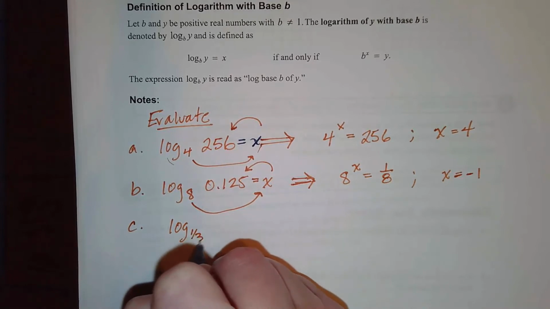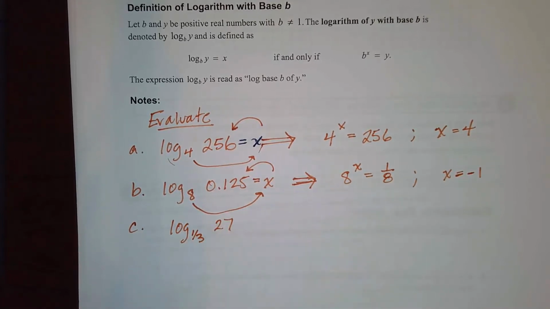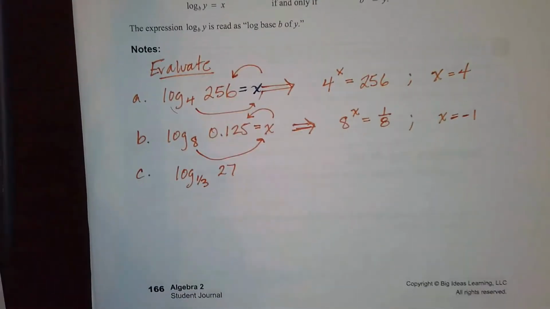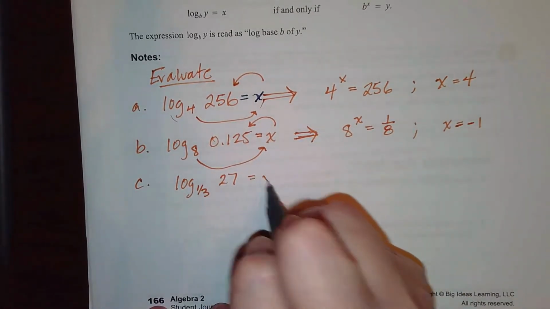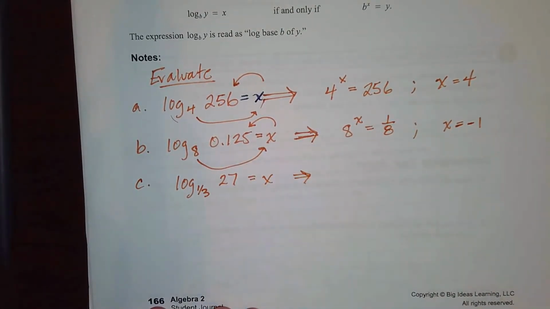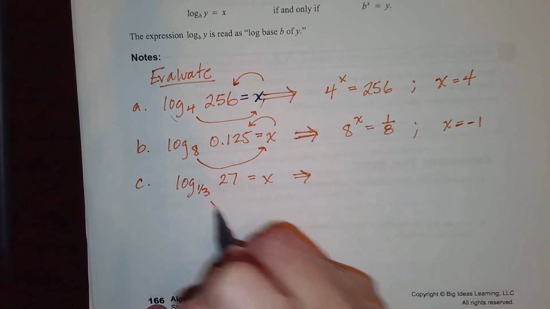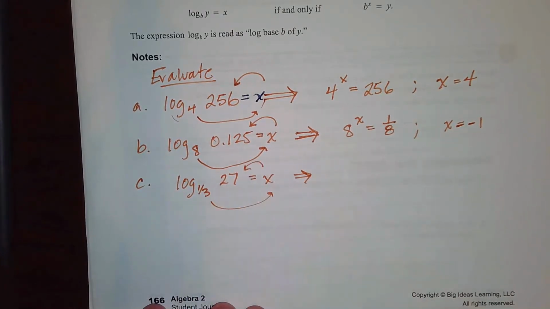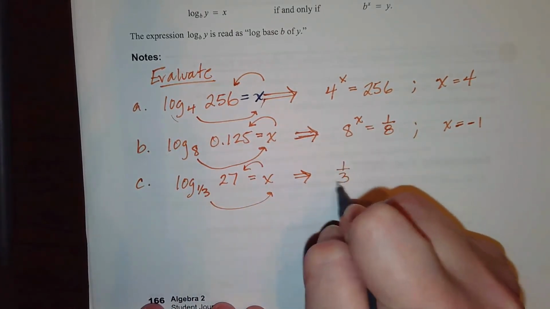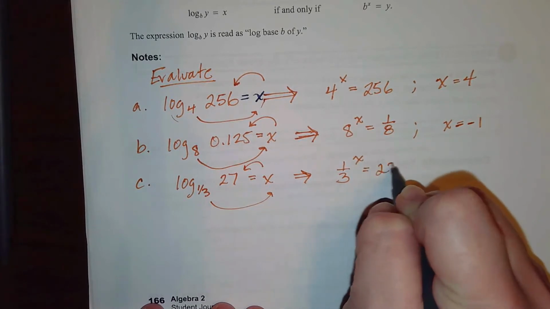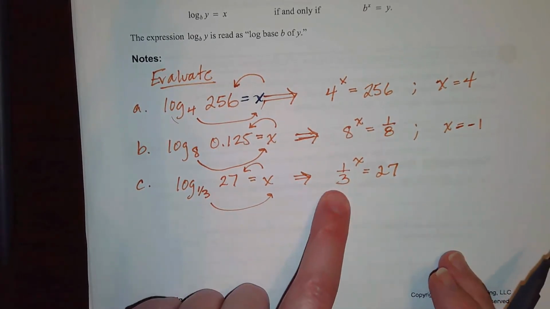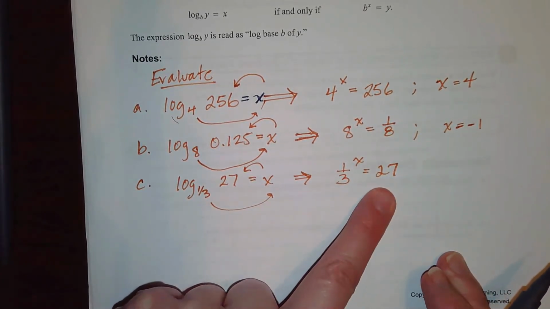Log base 1/3 of 27. So this is another one. Again, it might be helpful if we're going to do this in our heads to go ahead and set that equal to x. Let's change this into exponential form so that we can try to figure this answer out. So what I did is (1/3) to the x equals 27.